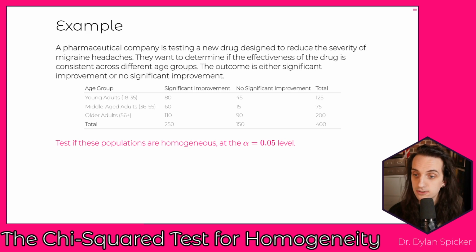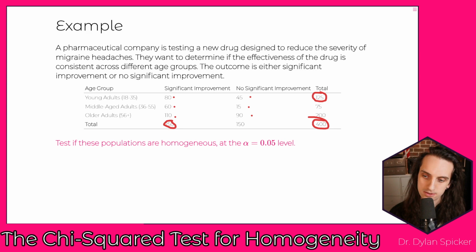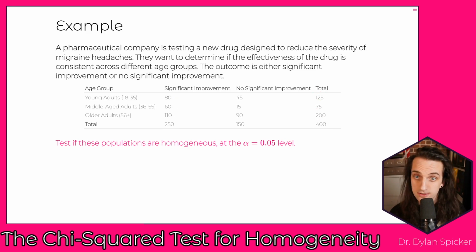To find our expected values, we're going to need to calculate these 6 different expected values. To get each one of them, we take the marginal total for the row, multiply by the marginal total for the column, and then divide by this 400 here. So 250 times 125 over 400 gives us our first expected value. Then we could take 250 times 75 over 400 to get the second one, 250 times 200 to give us this one over here, and so forth throughout the whole table. There are those 6 values we want to compute, and then we can turn that into our chi-squared test statistic and go from there.